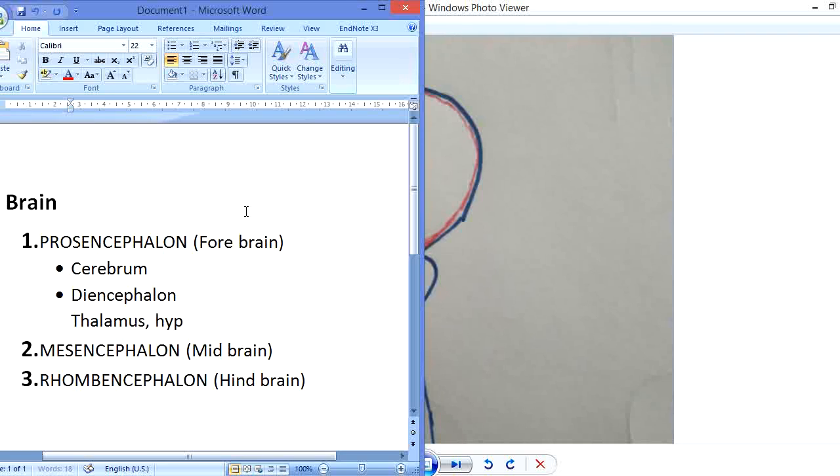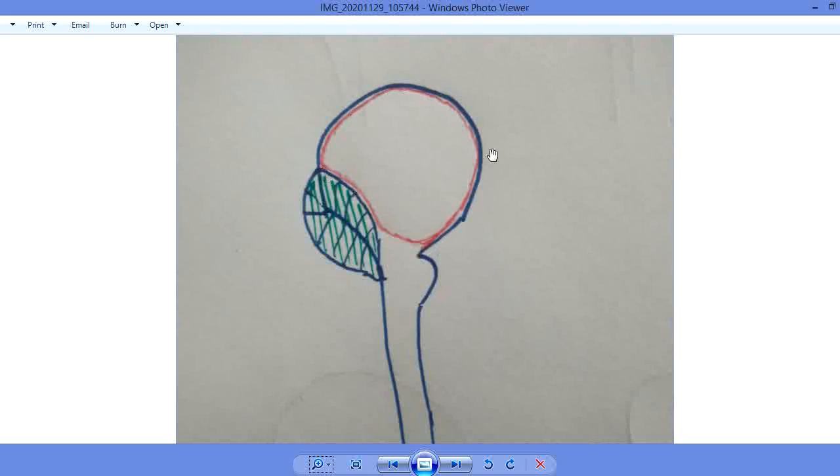The diencephalon further consists of thalamus, hypothalamus, epithalamus, and subthalamus. These are various categories of the diencephalon. But the prosencephalon mainly consists of the cerebrum and diencephalon. The cerebrum and diencephalon, this area represents the cerebrum and diencephalon.